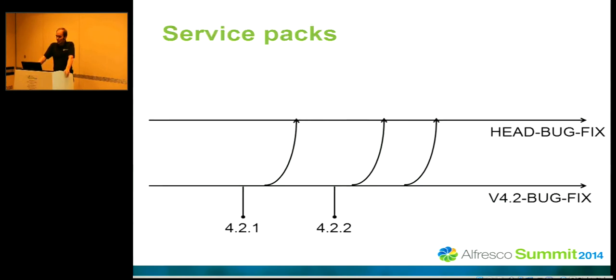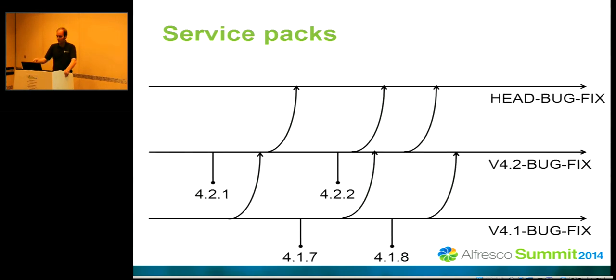Of course, it's a bit more complicated than that because we also provide service packs. So we have a branch which is deeper called V42 Bug Fix. Once again, a funny name, which constantly gets some modifications, some fixes for service packs, and will get merged onto Head Bug Fix. And we have a V41 Bug Fix as well, which gets other fixes, which get merged onto V42 Bug Fix, and then Head Bug Fix, and then Head every 3 weeks.